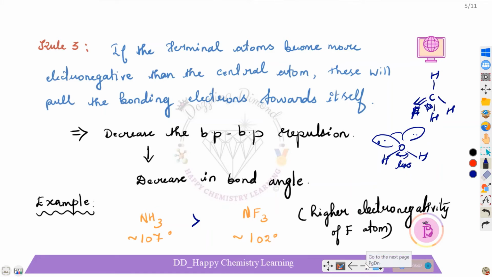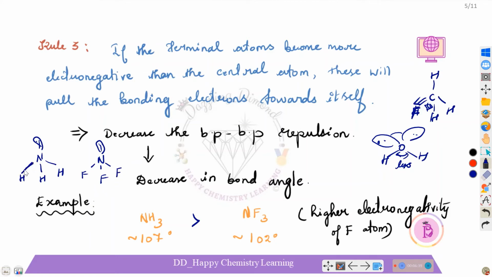To make you more clear, I will take this example itself. If you take nitrogen and 3 hydrogens, and here nitrogen and 3 fluorines, this will be the lone pair. So hydrogen, hydrogen, hydrogen, here fluorine, fluorine, fluorine.